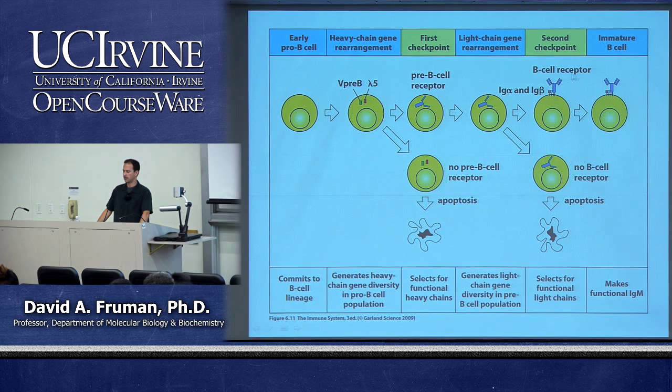If no light chains are produced, which is rare, but if it does happen, the heavy chains cannot come to the surface. You do not get that survival signal, and the cell dies by apoptosis. So the second checkpoint selects for functional light chains. If you survive both of those, you have your immature B cell with IgM on the surface.